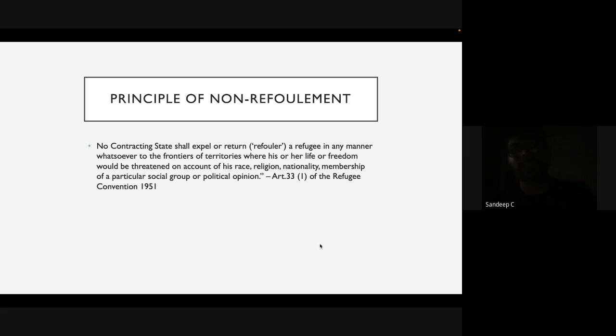So you cannot force any person to go back to any territory where he or she will be threatened. That is the principle of non-refoulement. You cannot force a refugee to go back to the place where he or she will be threatened. That is given in Article 33, Clause 1. That is the basic principle, the basic objective of the Refugee Convention of 1951 and other regional conventions.